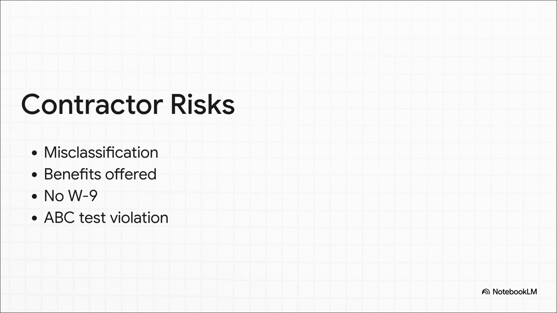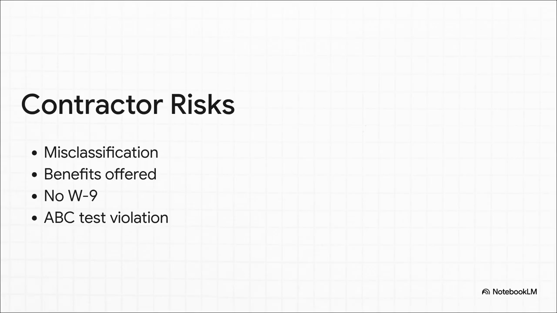First up is worker misclassification. Assigning contractor status just because it's cheaper or easier? Yeah. That triggers devastating impacts like back FICA for both shares, FUTA, SUI, and massive class action risk. Then there's offering contractor benefits. Giving a contractor a health stipend might seem nice, but it is literally the strongest indicator of an accidental employment relationship. Next, paying a contractor without collecting a W-9 first leaves the company on the hook for a 24% backup withholding liability.